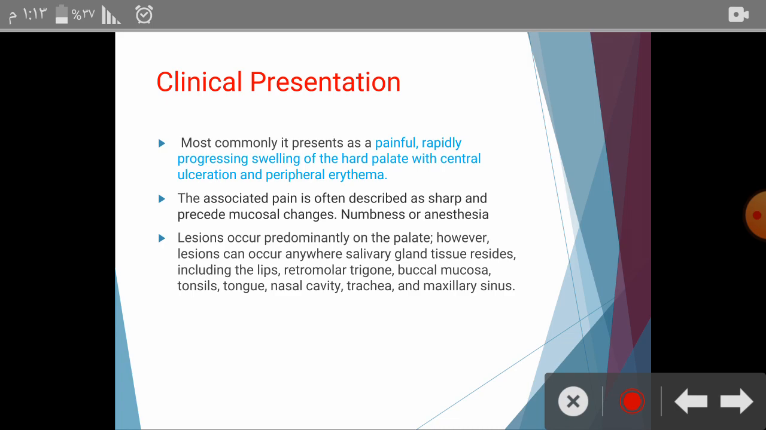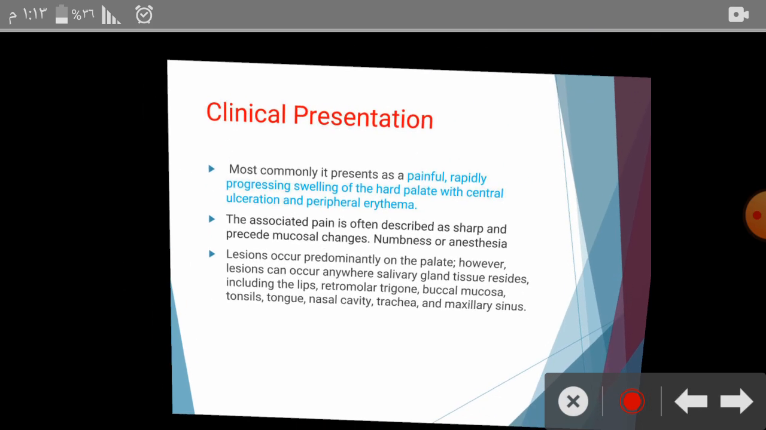The associated pain is sharp pain with numbness or anesthesia. This is the early and first sign and symptom of the lesion. The lesion happens in the palate, and it can happen in other places like the retromolar trigone, the buccal mucosa, tonsils, the tongue, the nasal cavity, the trachea, and the maxillary sinus.